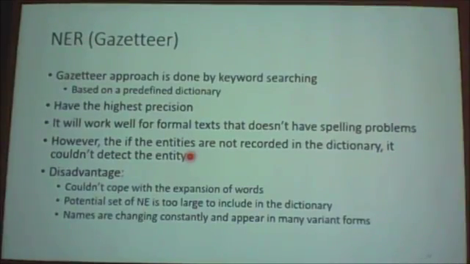The disadvantage is it can't cope with the expansion of words, because every day new words are added. Different words come up, and even for locations, there are new locations being added. The potential set of named entities is too large to include inside the dictionary. This depends on which domain you are working in, because if you want to do it generally, there are a lot of words to be added, so it is too large. And names are changing constantly and appear in many variant forms.